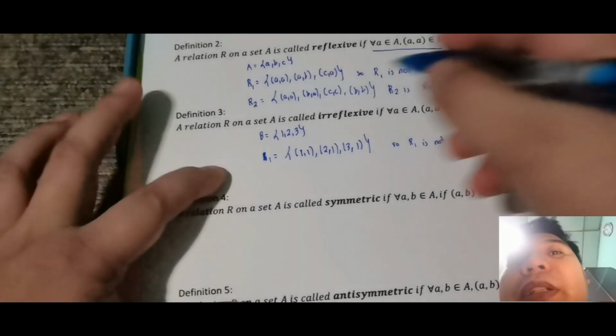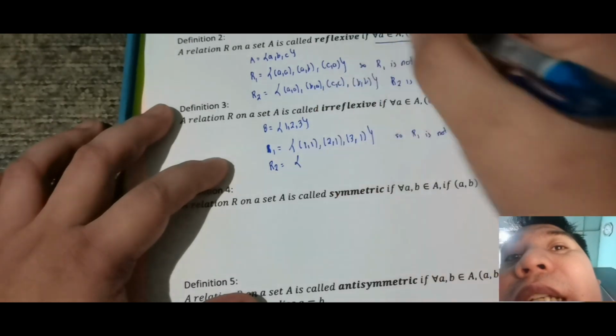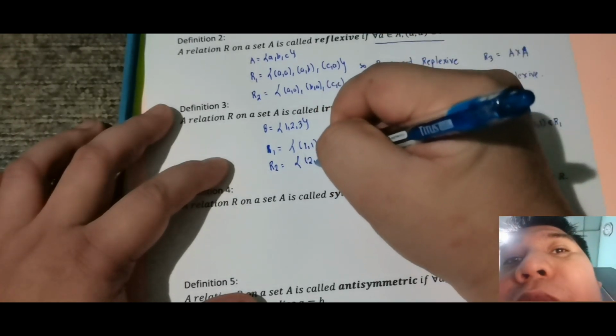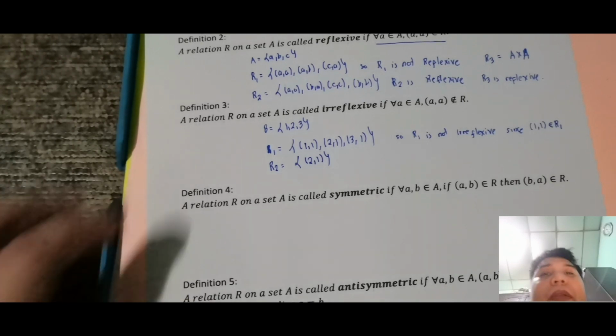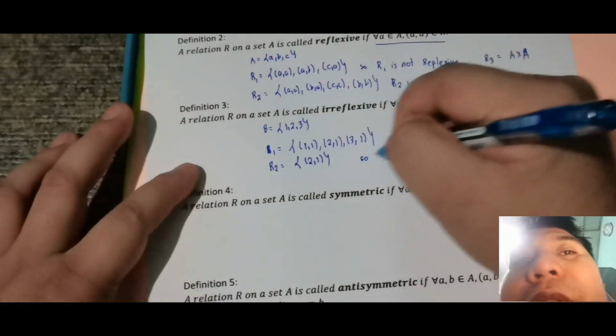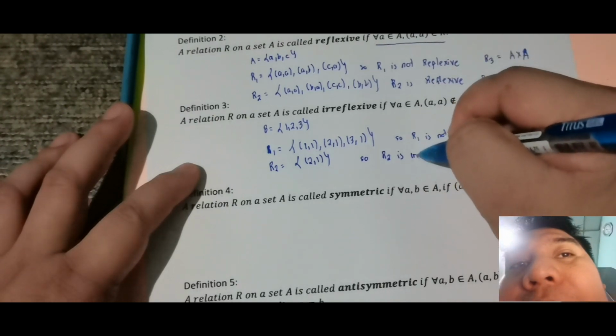Okay, so best example ni irreflexive is the set containing (2, 1). Is that irreflexive? Yes sir, that is irreflexive. Wala po si (1, 1). Actually, isang element lang yan, (2, 1) lang. So, wala si (1, 1), wala si (2, 2), wala si (3, 3). So, therefore, that is irreflexive. So, R2 is irreflexive.